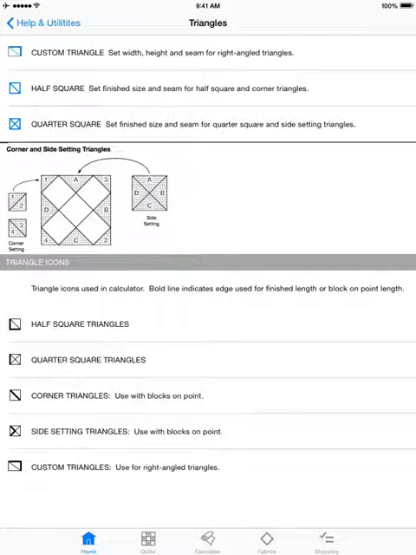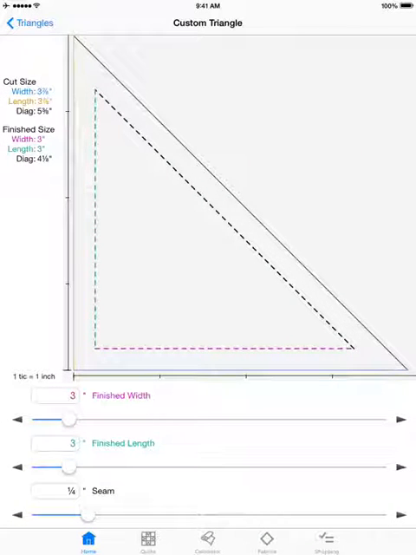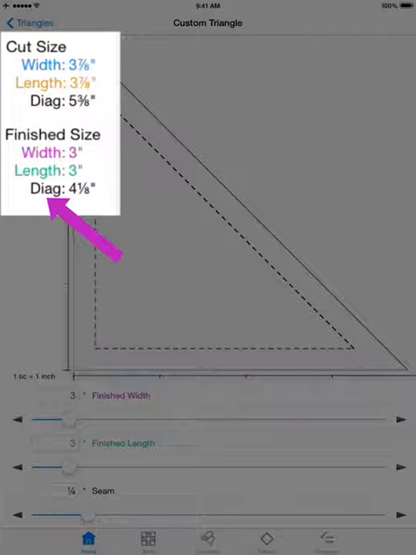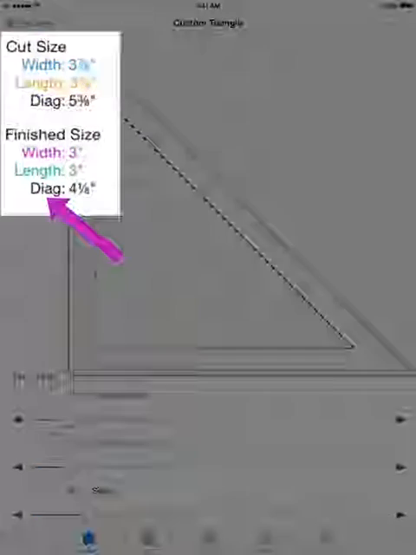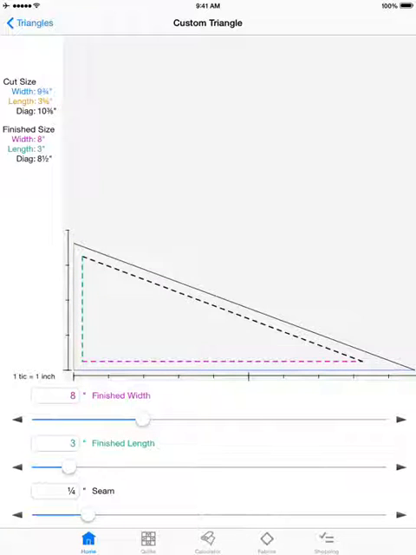So I'm going to tap on the Custom Triangle Calculator button, and I am taken to the Custom Triangle Calculator. Over on the left-hand side of the screen, you will see 2 basic categories. One is the cut size and one is the finish size, and the lines are color-coded to the dimensions on the drawing. So as you change the finished width with the slider on the bottom of the screen, you will see the triangle change, but you'll also see that the finished width of the triangle is now 8 inches over in the left-hand side, and you'll see that the calculator is telling you that you need to cut your triangle 9 3/4 by 3 5/8 inches.